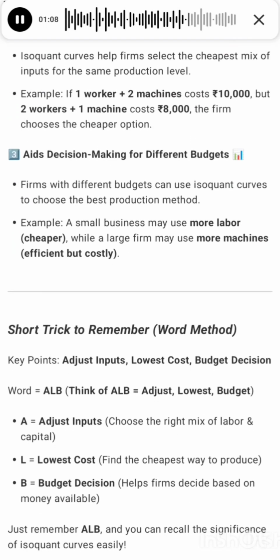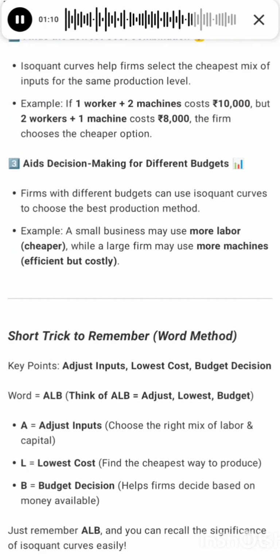Short trick to remember. Key points. Adjust inputs, lowest cost, budget decision. Word of ALB equals adjust, lowest, budget. A equals adjust inputs, choose the right mix of labor and capital.